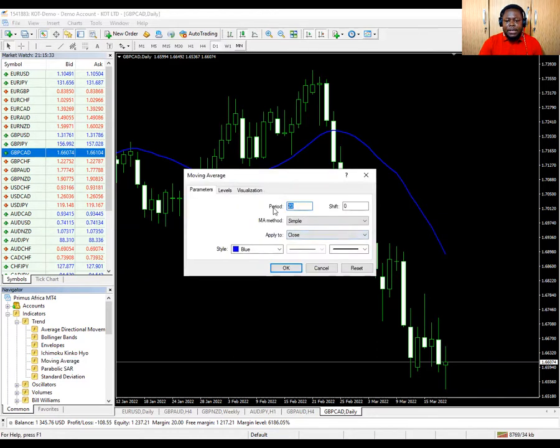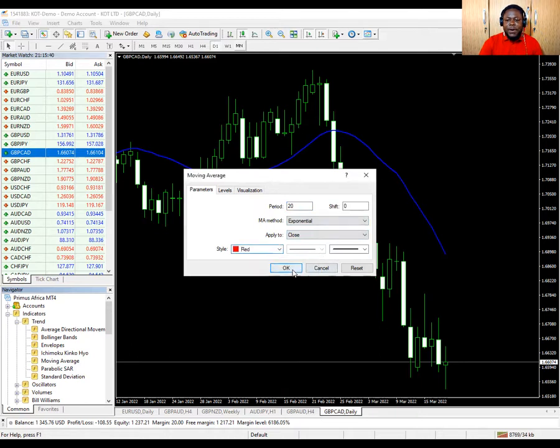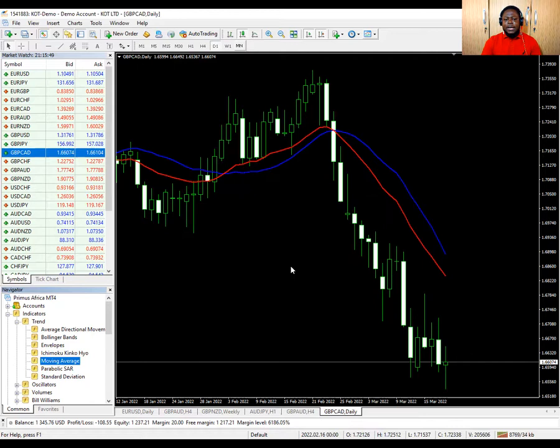Now let's plot EMA 20, the same period, and see. So here the period is still 20. We'll change this from simple to exponential, and let's change the color to red. The same period, but different moving averages. So the color is red. This one is EMA 20. Now look at these two. You will see that the red is the EMA and the blue is the SMA. And you see that the red is closer to the price than the blue.